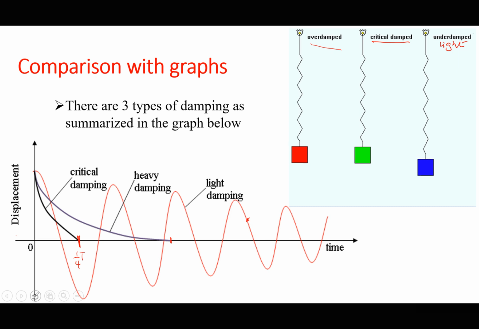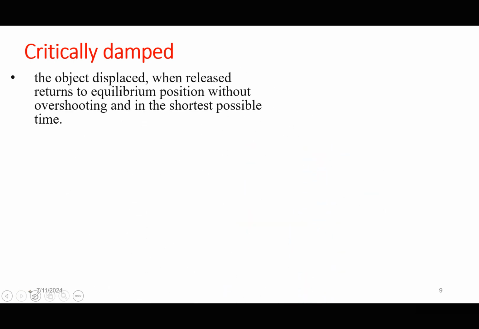Okay, let's briefly explore some applications of damping, especially critical damping. We have already mentioned heavy damping. You find heavy damping normally on office doors and bank doors. Let's talk about some of the applications, even though they are not really very important for this curriculum. For critical damping, like we have mentioned, the object displaced, when released, returns to equilibrium position without overshooting and in the shortest possible time. No oscillations occur, as we have mentioned.